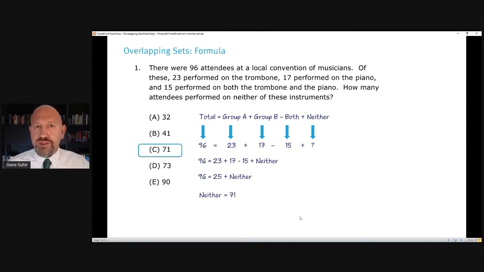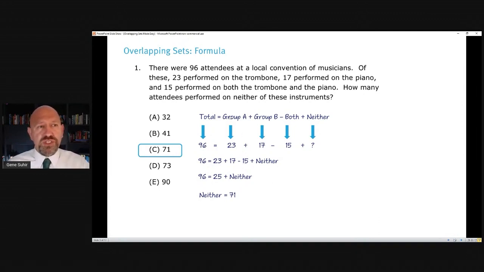Now, here's why the formula works. Let's say that you showed up at this convention and you were given the duty to count up all the musicians. You have a clipboard. I imagine that's the kind of thing you'd want a clipboard for. And they tell you, oh, we have 96. So when you do an accurate count, you better end up with 96 people.